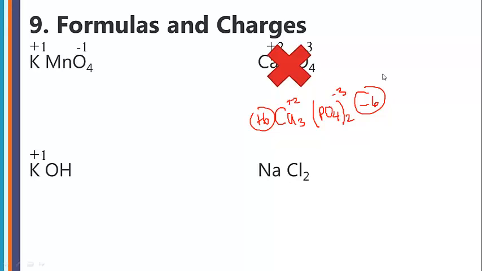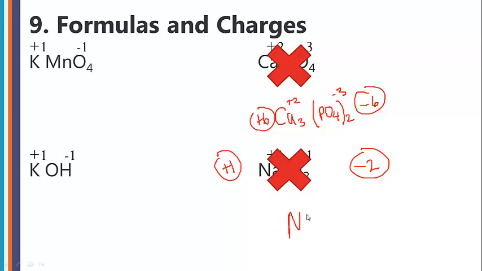KOH, so K is +1. OH is the polyatomic ion hydroxide, and its charge is -1. So my charges are balanced, so that one is okay. Next is NaCl2. Sodium has a +1 charge because it's in the first column on the periodic table, and chlorine has a charge of -1. So with NaCl2, I've got a charge of -2 and a positive charge of +1. That's not balanced, so that doesn't work. The correct formula is just NaCl. Charges are balanced. We get +1 and -1.